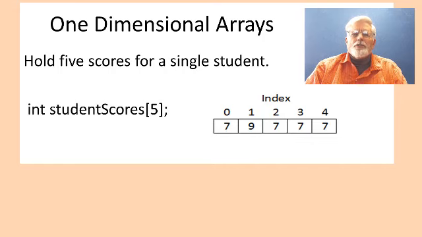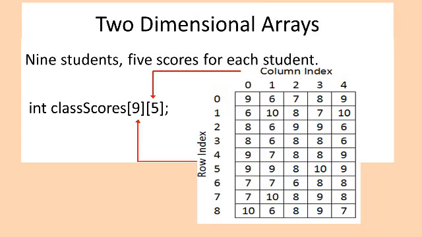Starting with a single-dimensional array, I have int studentScores[5]; The data in this array that shows 7, 9, 7, 7, 7 is not initialized when the array is created. For this example, the data would have to be placed in the array by code when the program is being run. Here is an example of creating a double-dimensional array for 9 students with 5 scores for each student. Again, the data in this array does not exist when the array is initially declared.